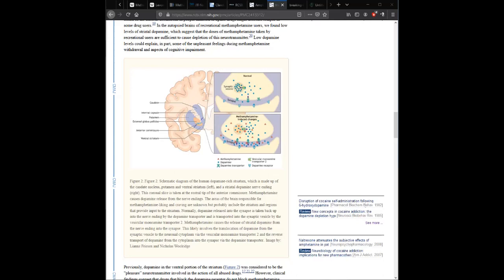Other effects are increase in energy, decrease in appetite, faster breathing, rapid heartbeat, and increase in blood pressure and body temperature. I won't be going over the long-term negative effects as that is beyond the goal of this paper.